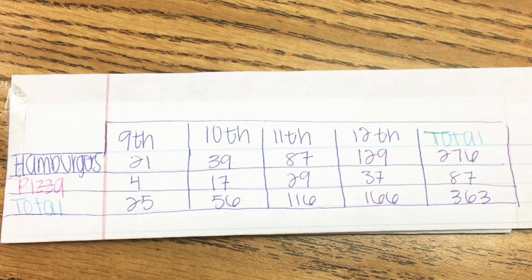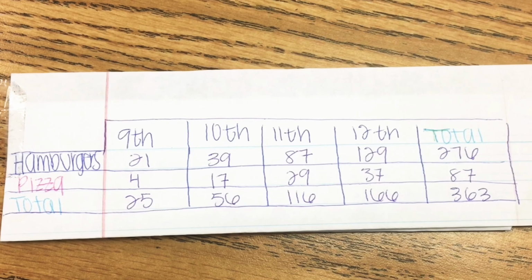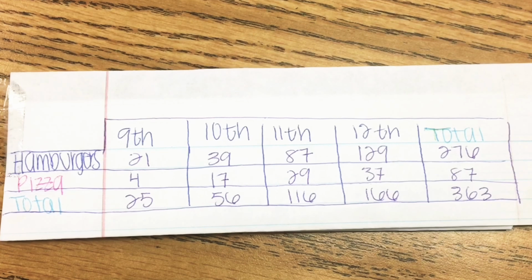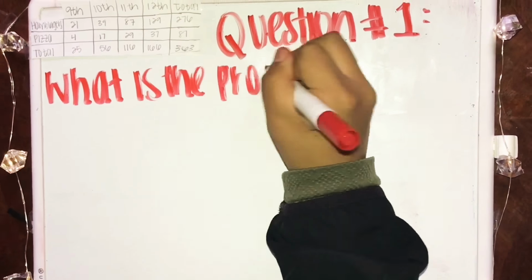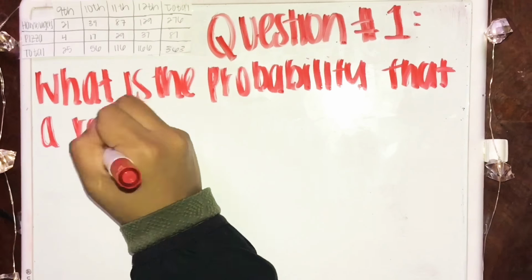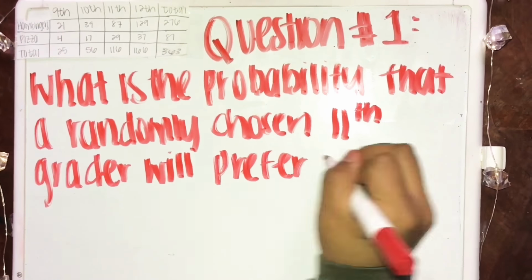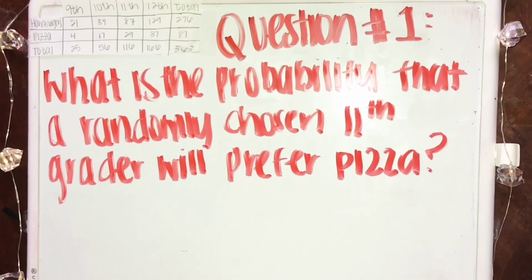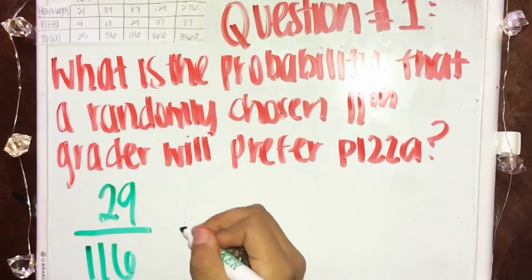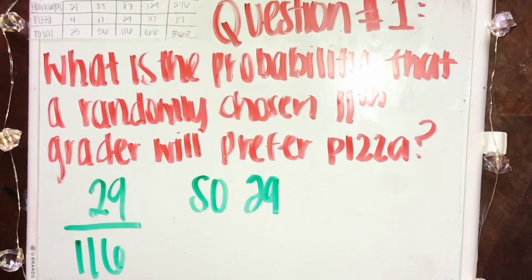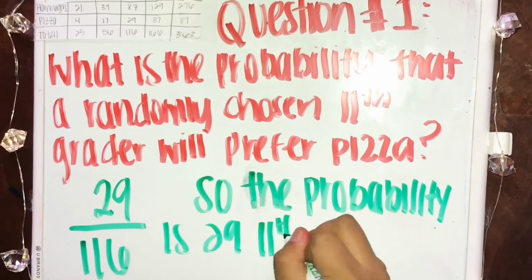So there are 276 votes for hamburgers, 87 votes for pizza. So overall, there are 363 students. Now, question number 1. What is the probability that a randomly chosen 11th grader will prefer pizza? That would be 29 over 116. So the probability is 29 11th graders out of 116 prefer pizza.